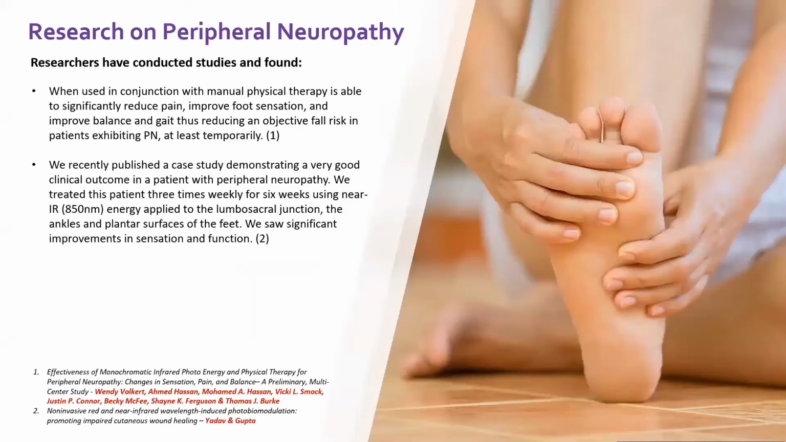So when we look at some of the research that was conducted on peripheral neuropathy and combine that with that chart, you can explain to patients what's going to happen. In some of the research that we've seen, when you combine the physical therapy type things together with the light therapy, we're going to improve balance, we're going to improve the gait, we're going to reduce the fall risk. And there's also been some studies as shown here with an actual protocol when we treat multiple times per week for a period of time, specific wavelengths, specific places, we're going to end up with improvements in sensation as well as function.